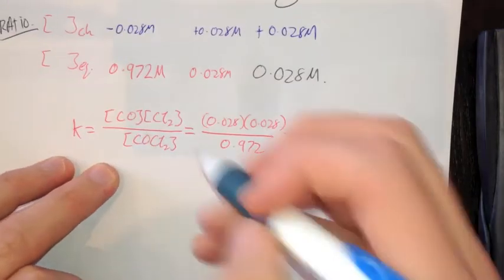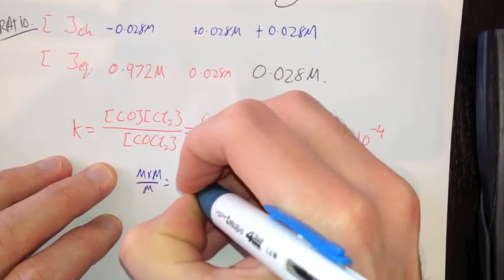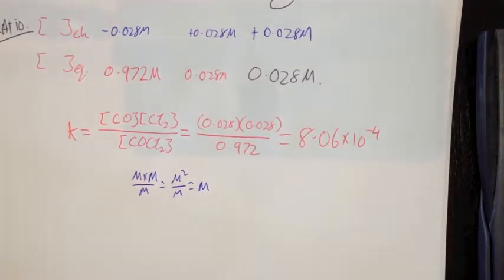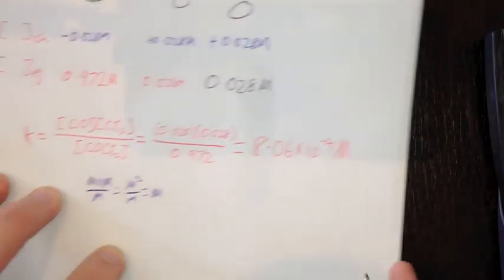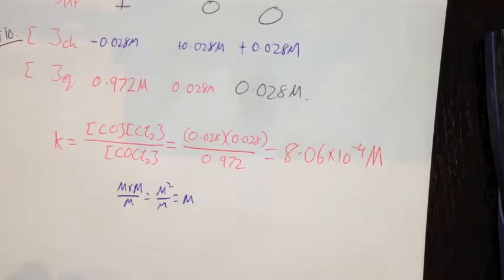Looking at this, I've got molar times molar divided by molar equals molar squared over molar, which leaves just molar. So therefore, my unit for our K value is molar. This K value is for a certain temperature.